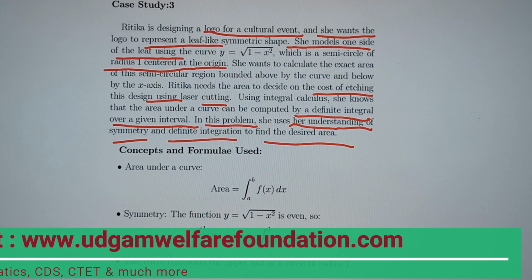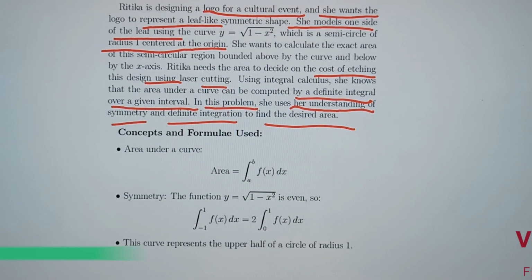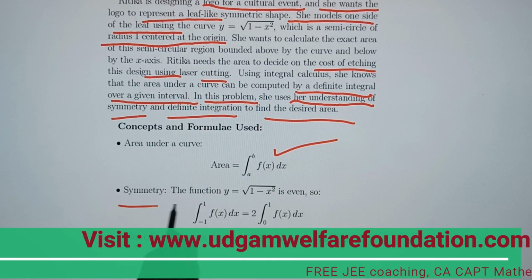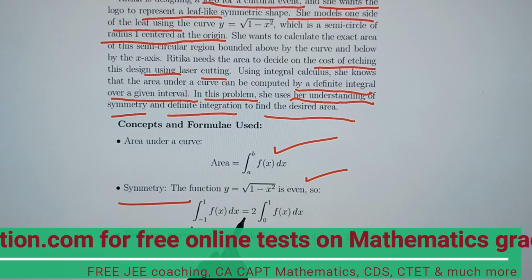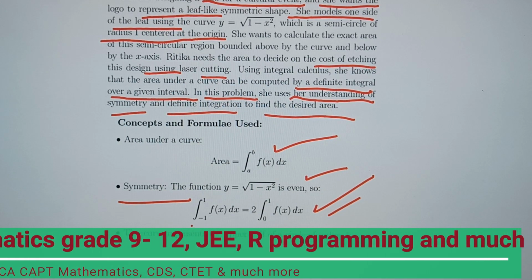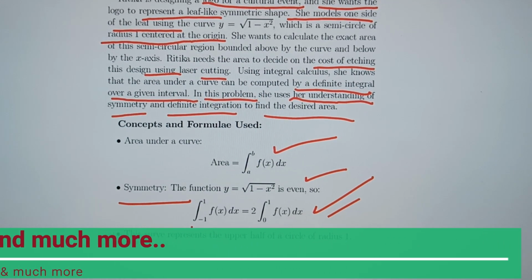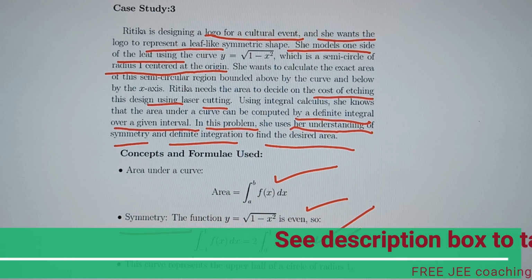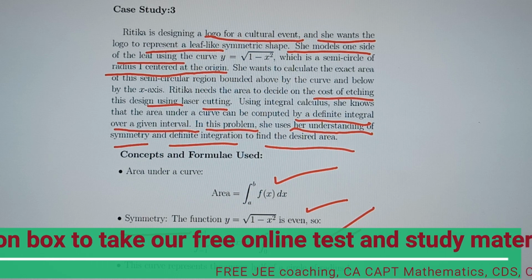So I have mentioned the concepts and the formula used, which are going to help you in solving these problems. Here, area under the curve is given by the integral from a to b of f(x) dx. Symmetry: the function y equals root over 1 minus x square is even, so we can use the integral from minus 1 to 1 of f(x) dx equals twice the integral from 0 to 1 of f(x) dx. Every student has to memorize these properties of definite integration, as all these properties are going to help you in definite integration as well as in solving the case study problem or numerical problems related to application of integral. Now let's move towards question number 1 on the basis of this particular case study.